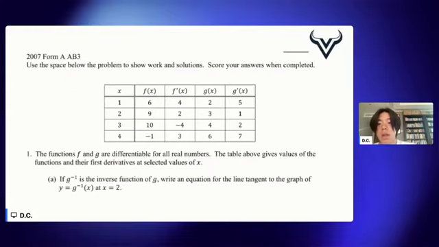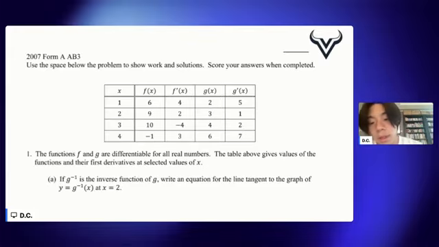This is a free response question about the AP stuff. It is very long. This is a table giving x, f of x, the derivative of f of x, g of x, and the derivative of g of x. It tells you the functions f and g are differentiable for all reals, and the table gives values of the functions and their first derivatives. It says g to the negative 1 is the inverse function of g. Write an equation of the line tangent to the graph of y equals g inverse of x at x equals 2.